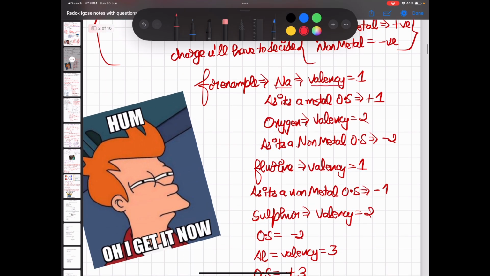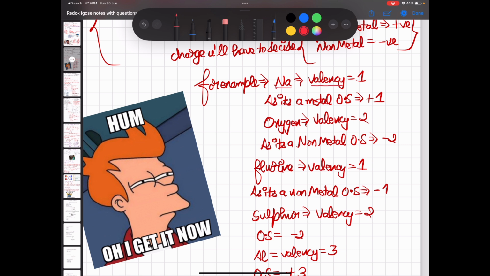Now, fluorine. If I look at fluorine in the periodic table, I'll notice that it is present in group 17, at the top. It is at the highest position in group 17. Valency is 1. Now how to find out the oxidation state? What is the charge on it? Is it a metal or non-metal? Fluorine is a non-metal. Non-metals want to gain electrons or lose electrons? They want to gain electrons. And if there is gain of electrons, what kind of charge builds up? Negative charge builds up. So the oxidation state will be negative 1.